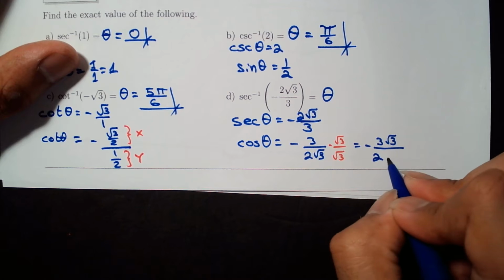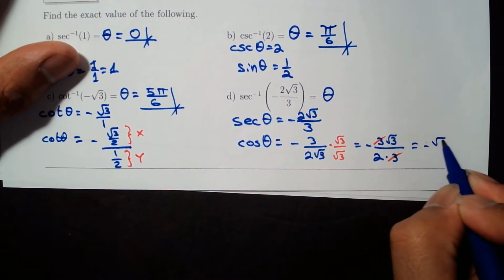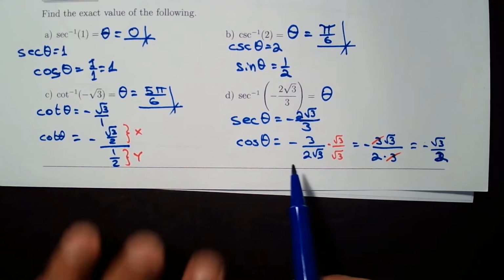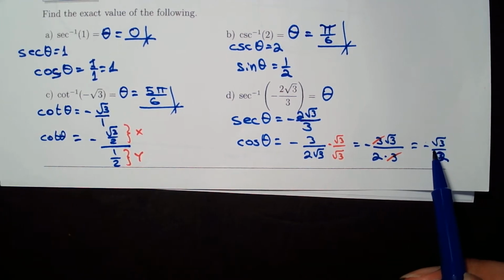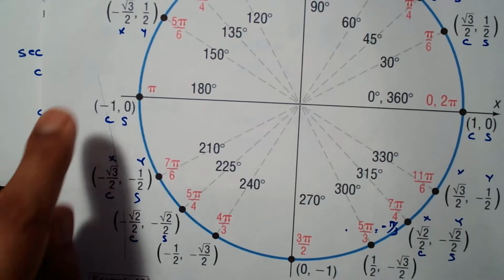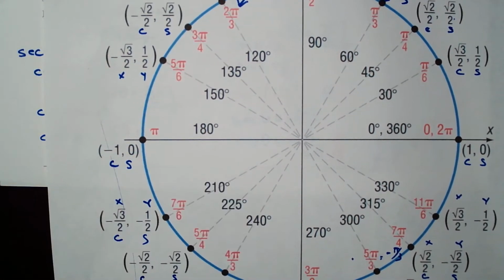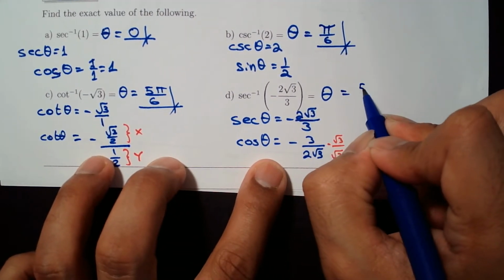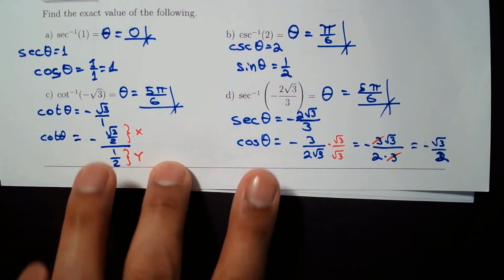Keep in mind that the root cancels. That's simply 3. Do not multiply, just divide out the 3's. And the final answer is -√3/2. So we're going to look for an angle whose cosine is -√3/2. An x coordinate of -√3/2 is again 5π/6 or 150 degrees. Final answer. All right.